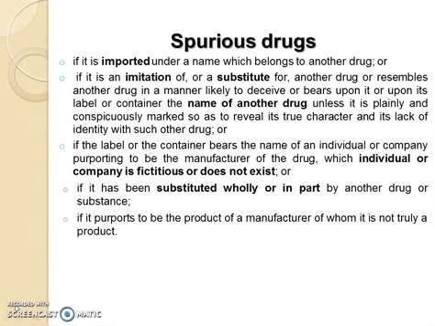Spurious drugs are if it is imported under the name which belongs to another drug, if it is an imitation of or a substitute for another drug, or resembles another drug in a manner likely to deceive, यानी दिशा भूल करना, or bears upon it or upon its label or container the name of another drug, unless it is plainly and conspicuously marked so as to reveal its true character and its lack of identity with such other drug.